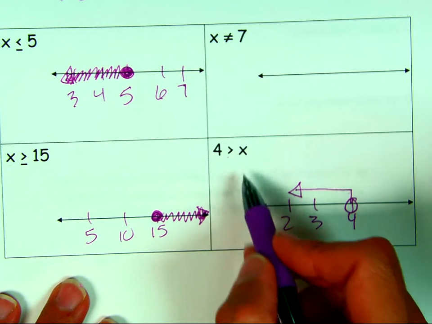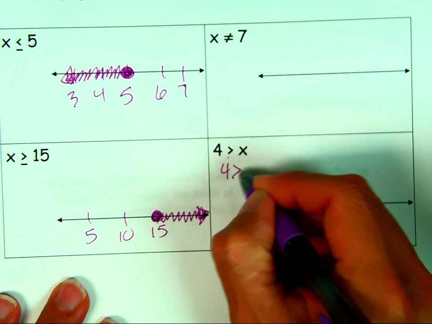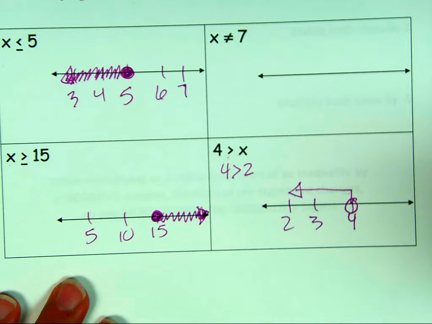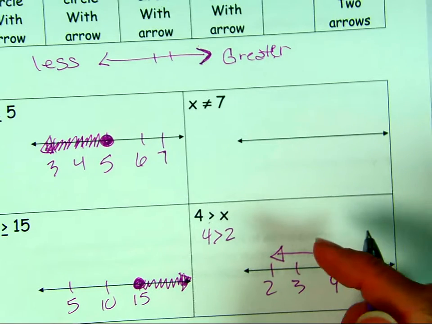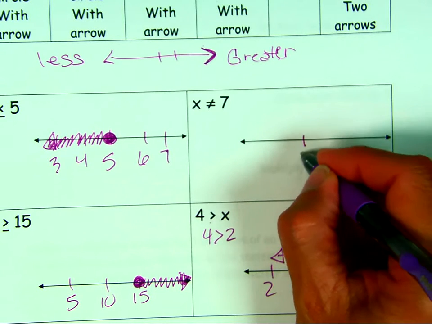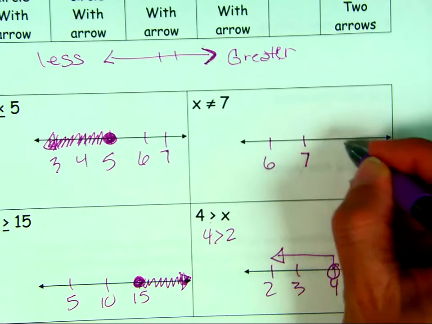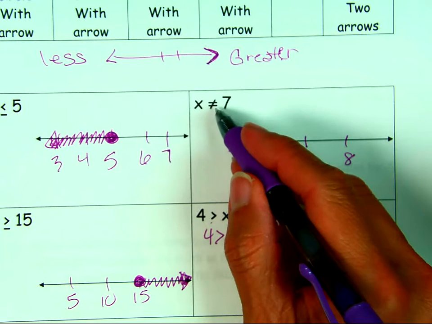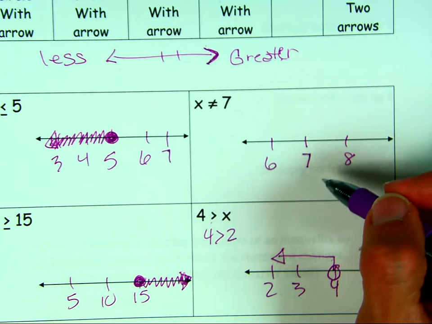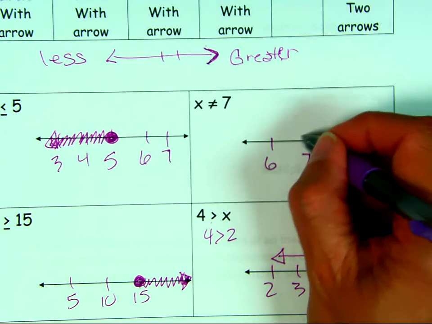Is 4 bigger than 2? Yes, 4 is definitely bigger than 2, so that means I'm right. And then lastly, for this little example anyway, 7, 6, 8. So it says not equal to. That means the only thing it cannot equal is 7. So 7 is an open circle.